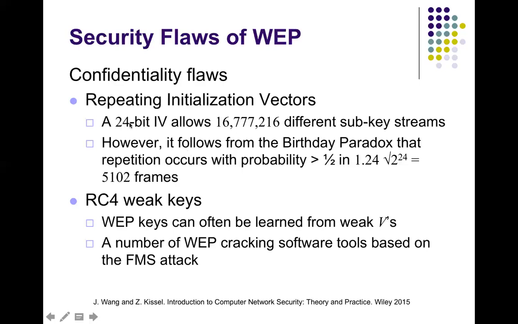So the 24-bit IV is not too big, right? But of course, using the birthday paradox, for a particular IV to reoccur with a probability greater than 1/2, you only need to see about this many frames, a bit over 5,000 frames. So of course, this will happen very quickly.